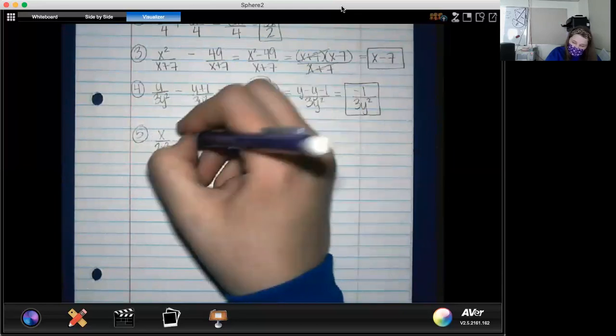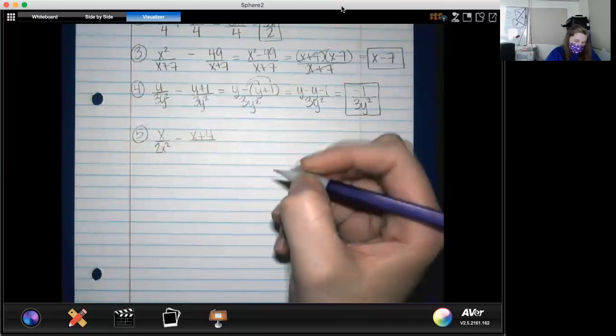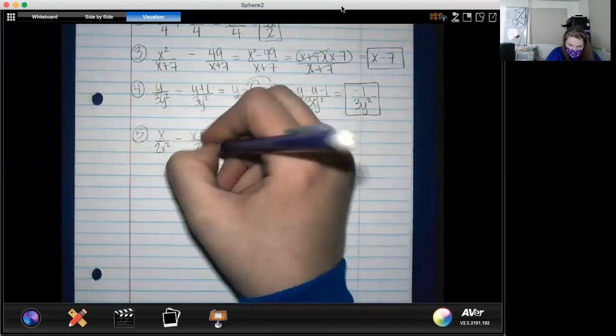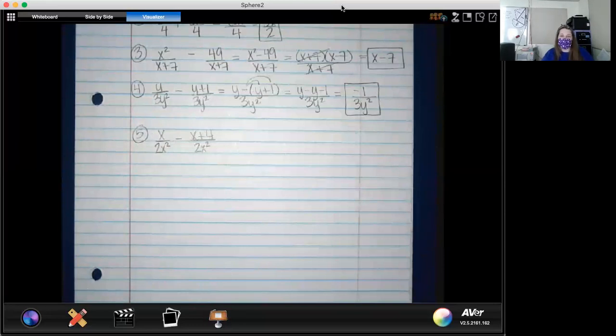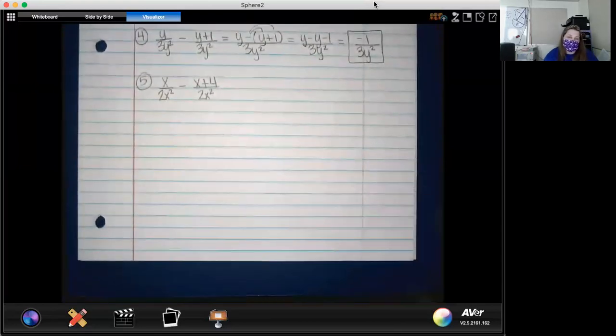Now, in unit 1, we also discussed rational versus natural, whole, integer, the different types of numbers. That's a great thing to remember. If a question asked whether a number is natural, whole, integer, etc., practice those things. Okay, number 5, x divided by 2x squared minus x plus 4 divided by 2x squared. Go ahead and complete number 5 on your own using number 4 as your reference.